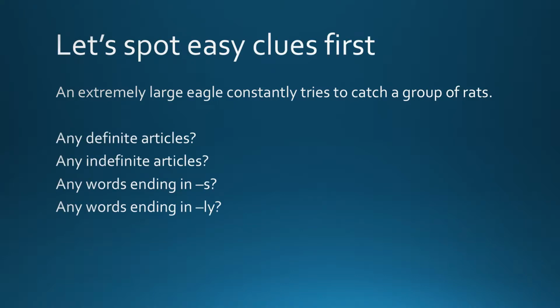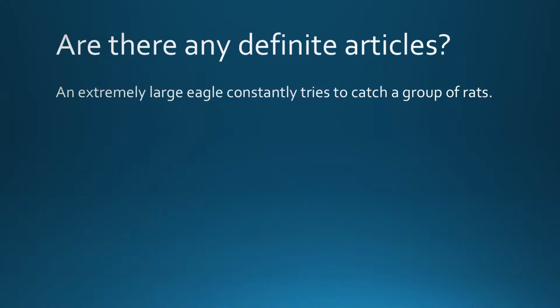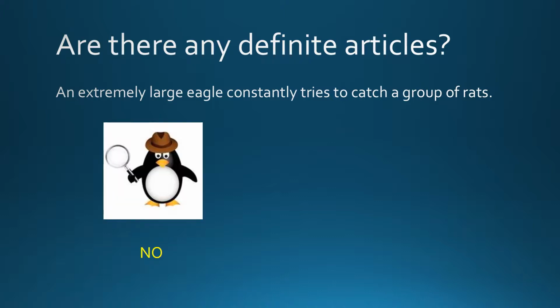Well, let's spot the easy clues first. And the easy clues are things like, are there any definite articles? Are there any indefinite articles? Are there any words ending in S? Are there any words ending in ly? So let's have a look. Are there any definite articles? Now, definite article, remember, is the. So if we look at this sentence, then we can see that actually, no, there aren't any. So that's not going to help us.